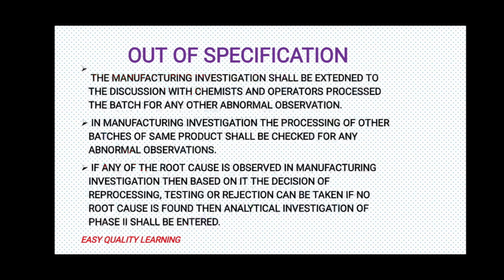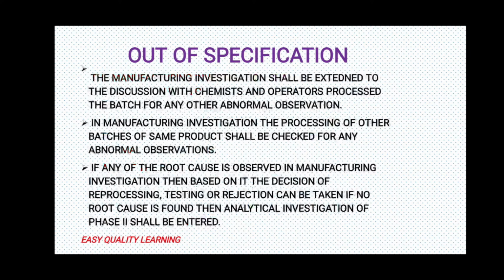The manufacturing investigation shall be extended to discussion with the chemist and operator who processed the batch for any other abnormal observation. This we already discussed. In manufacturing investigation, the processing of other batches of the same product shall be checked for any abnormal observations. So, we need to verify the process parameters of this OOS batch as well as the process parameters of normal batches which we have processed earlier. So, we need to see if we are able to find any information from that.